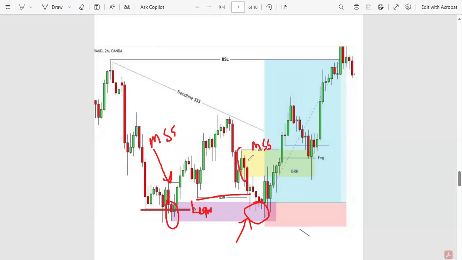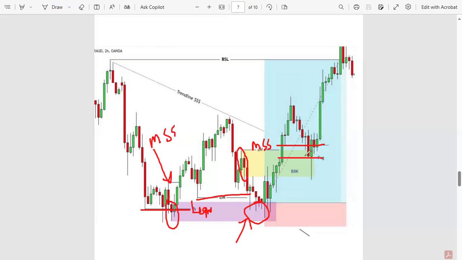And now this region is going to act as the breaker block. As I have said, it is a failed order block. So this is a failed order block. This is going to act as a breaker block to push price higher. It's going to act as what? As a support level. So this is going to actually push price higher, and you can see it is overlapping with the fair value gap there.